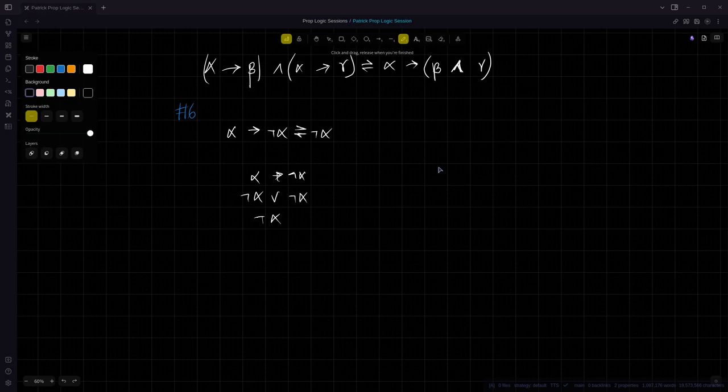Okay, so I guess next time we'll talk about the biconditional rules, and we'll also talk about explosion, maybe at the start. Yeah, that's in the book.